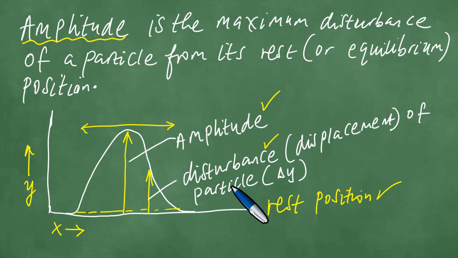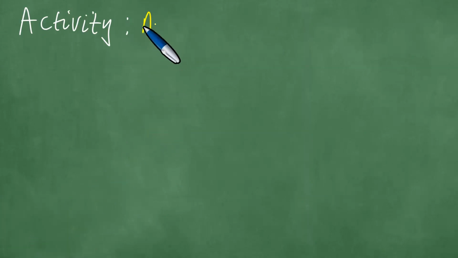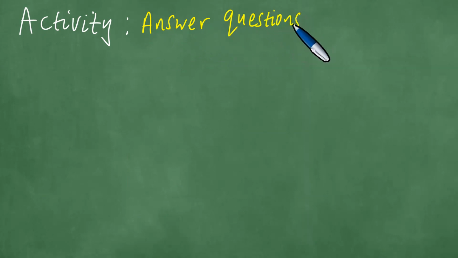So as part of these, you must be able to answer a couple of questions. You must be able to answer questions on transverse pulses. Right, so what are these transverse pulses? Let's look at an activity. Right, in this activity, what you need to be able to do is to answer questions on transverse pulses.